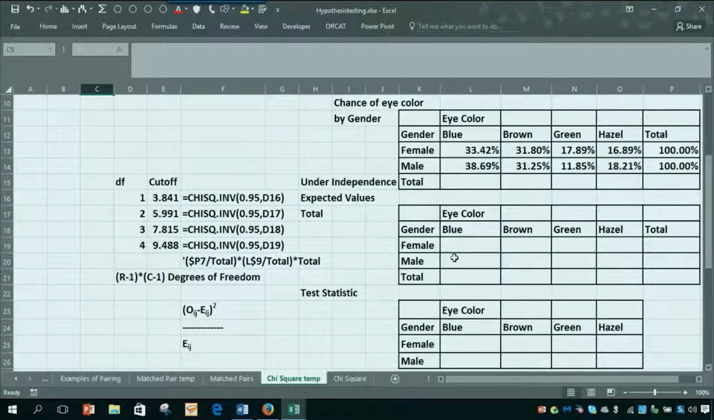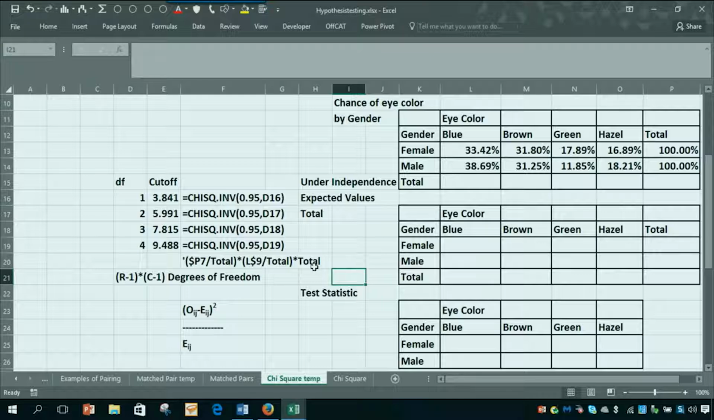So what's the test statistic we use to determine whether eye color and gender are independent or not independent? Well, what we have to do is, under the assumption of independence, compute the expected number of people that would fall into each of these cells: female blue eyes, female brown eyes, through male hazel eyes. That's called EIJ, the expected number in the cell under independence.